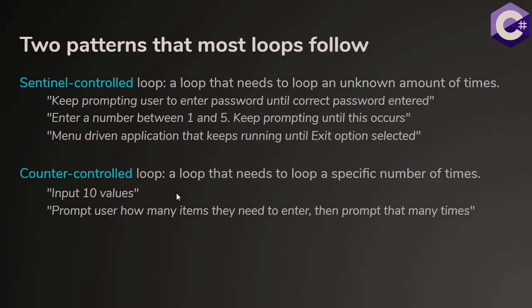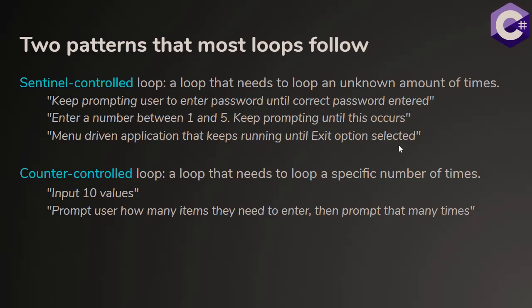We can set up a counter-controlled loop to do this. Or prompt the user how many times they need to enter, and then prompt that many times. So even though I don't know how many, this is an example of asking the user how many times we need to do a piece of work. While I don't know what they're going to type in initially, once they type in a number, I will know how many times we need to do the work, and we can set up a counter-controlled loop.